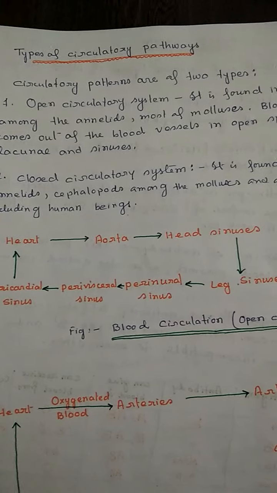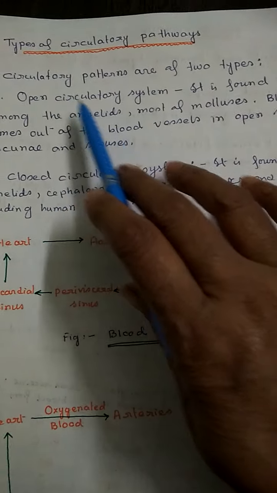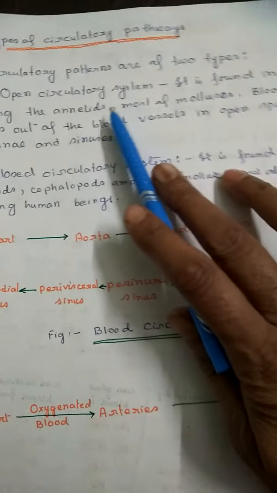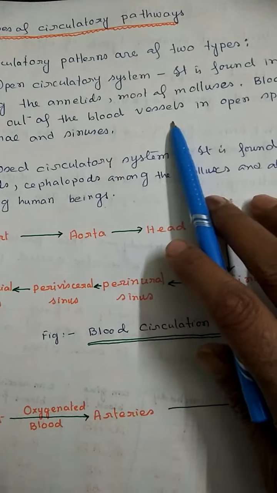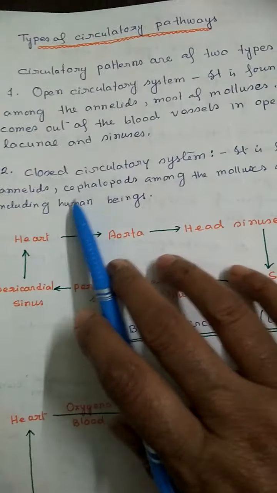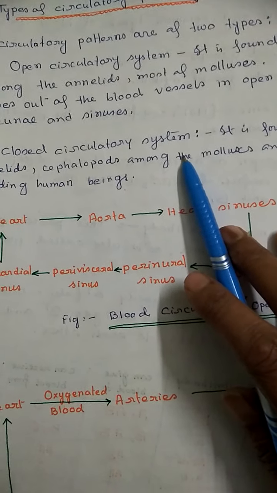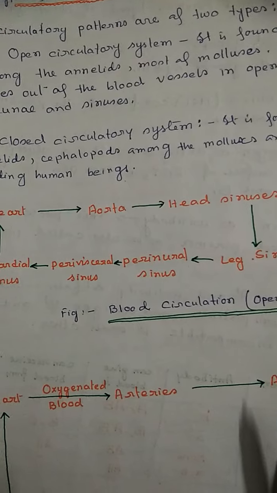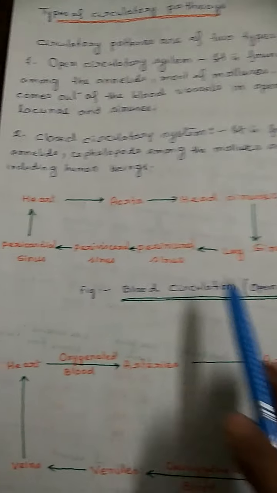Now regarding the types of circulatory pathway, there are two types: one is the open circulatory system, another one is the closed circulatory system. Generally in the lower organisms, in Annelida and most of the molluscans, the blood finally comes out of the blood vessels into open spaces, which are called lacunae or sinuses. The closed circulatory system is found in most of the Annelida and the higher organisms, vertebrates including human beings.